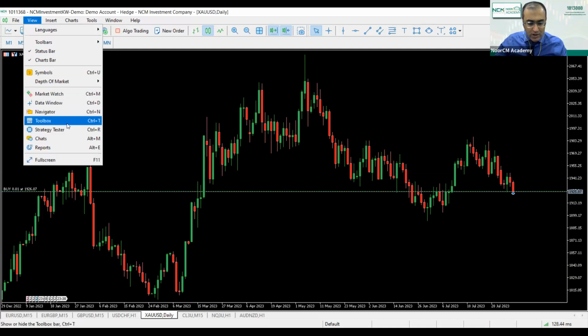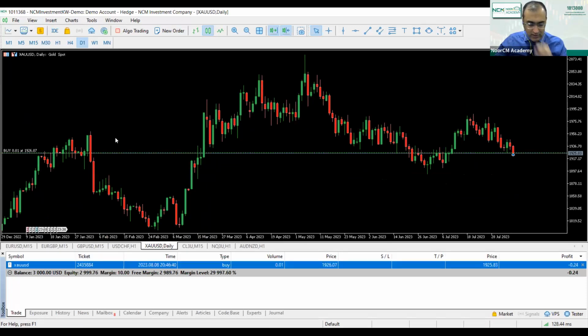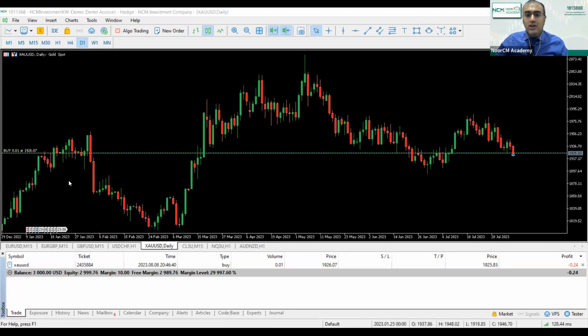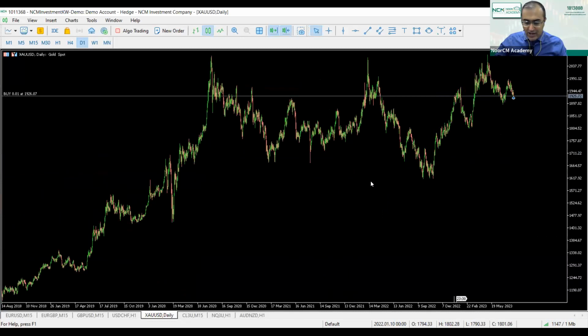Where can I see my trade? I go to View, Toolbox, or Control T. This is my trade here. Here I can see it's 0.01 lot size. I've bought gold at 1926, and I didn't set any stop loss or take profit. I'm not going to talk about stop loss and take profit. Now, why are we discussing this? Just to know, if a trade goes against me, if hell breaks loose, the market crashes, something crazy happens, what will happen to my account? Let's say this is a strong support.